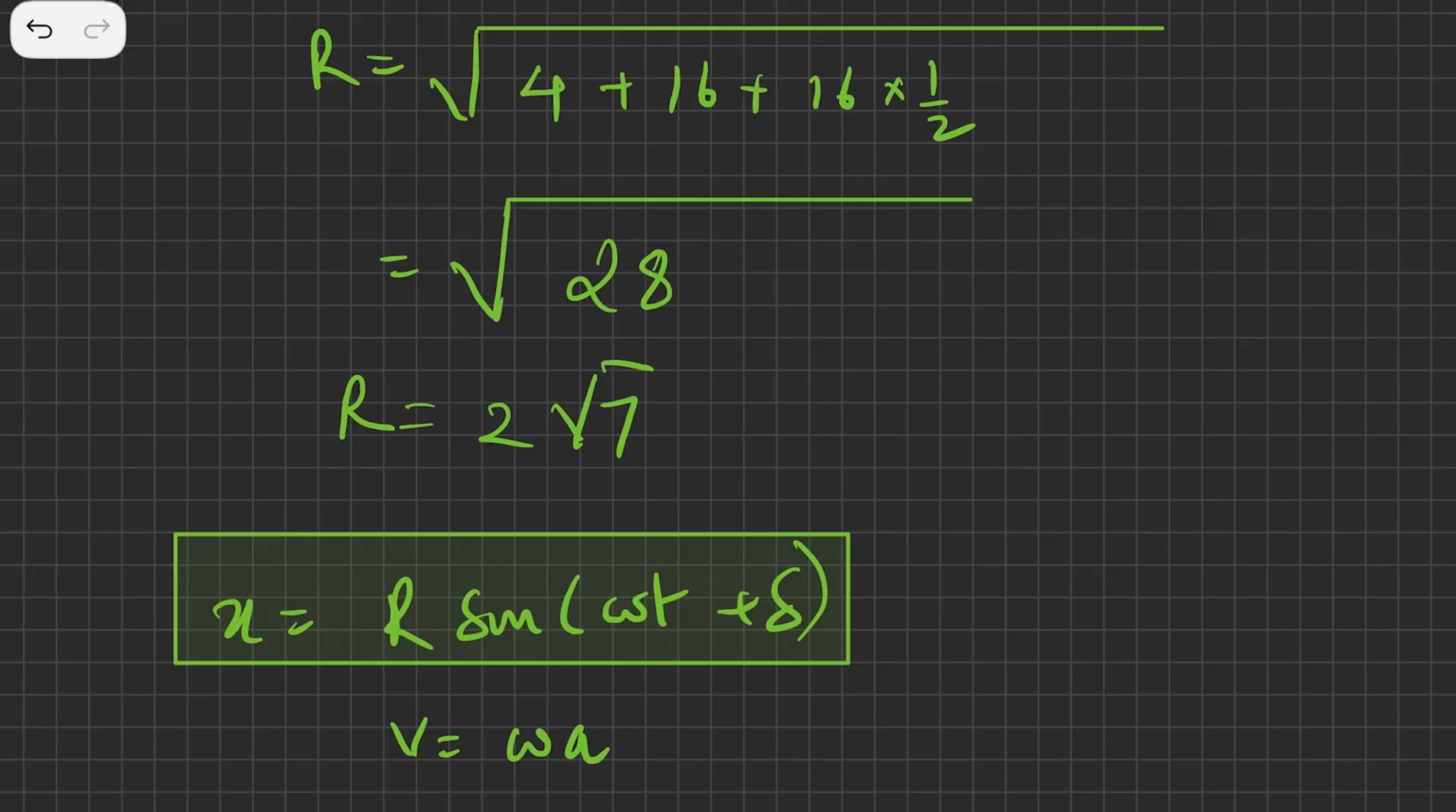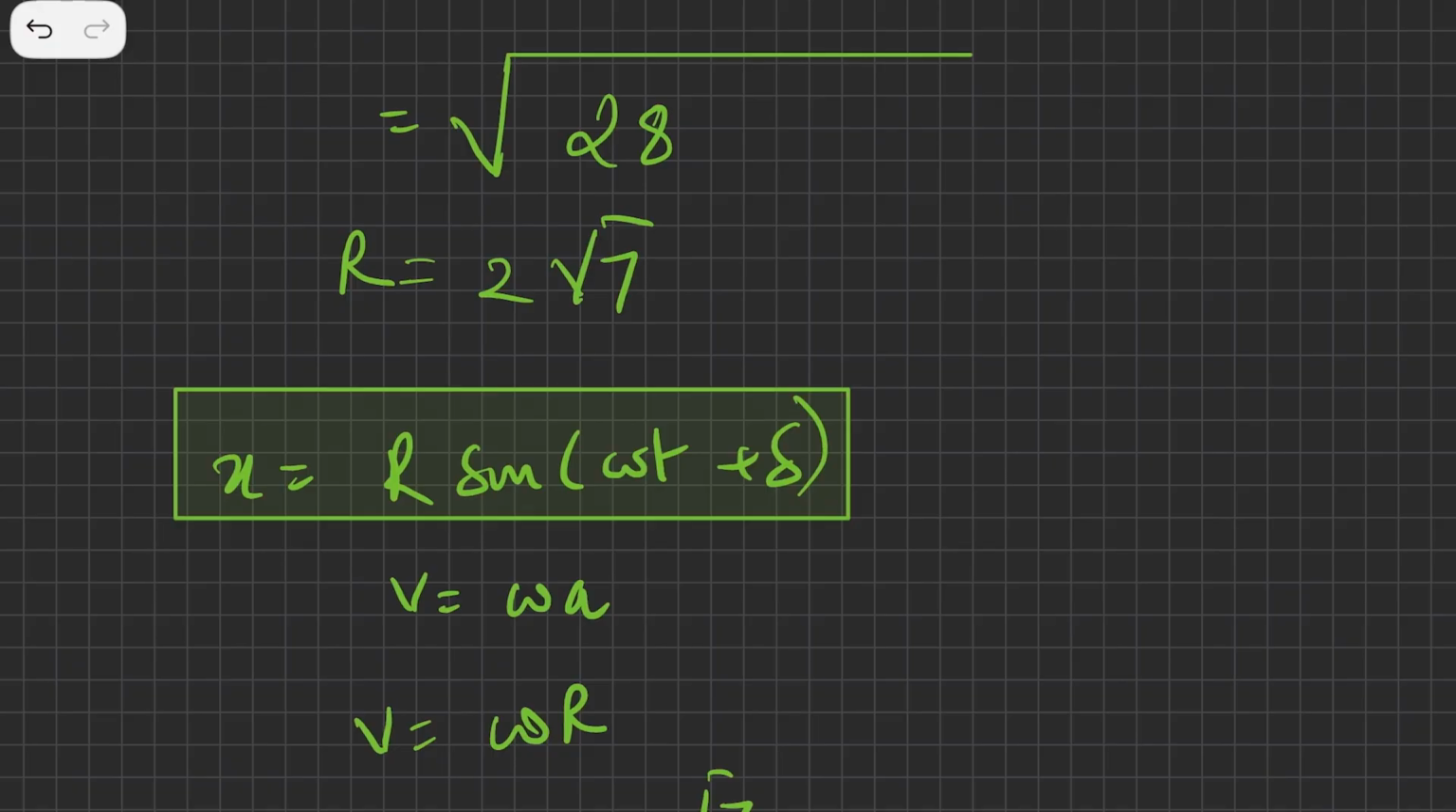Now this is not a video where you directly jump onto the solution. Definitely you should go back to the theory and understand how this equation comes. x is equal to R sine omega t plus delta, where R stands for resultant amplitude and delta stands for resultant initial phase angle. Omega is, as usual, angular frequency, t is time, x is displacement.